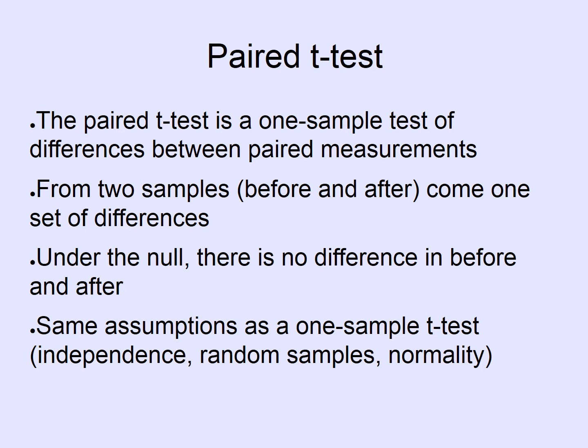We do have the same assumptions as a one sample t-test. And as a matter of fact, our test statistic is very similar to it, other than using a difference. We have to have independence of observations, random samples, and we need to have normality of our data. And you can do your Anderson-Darling test for normality on your difference data set, so once you calculate that difference.